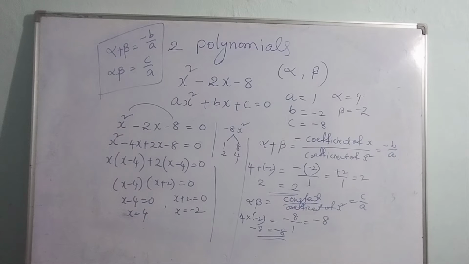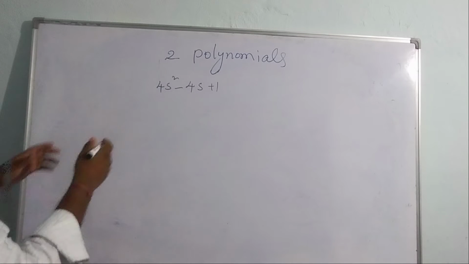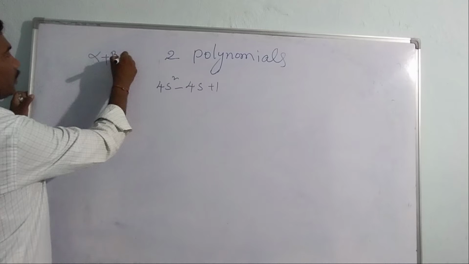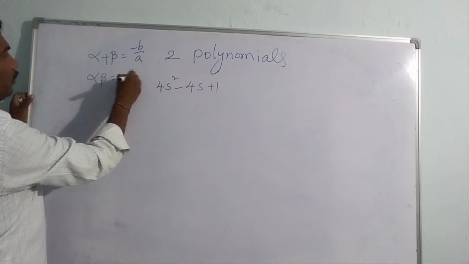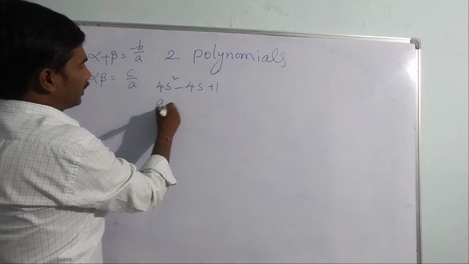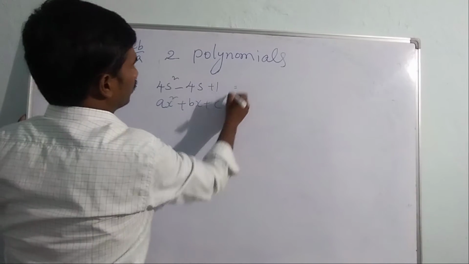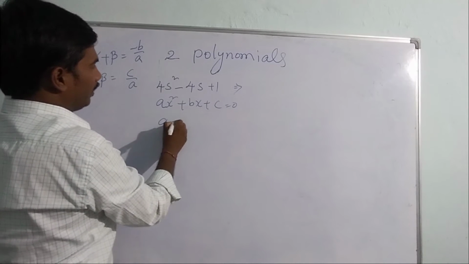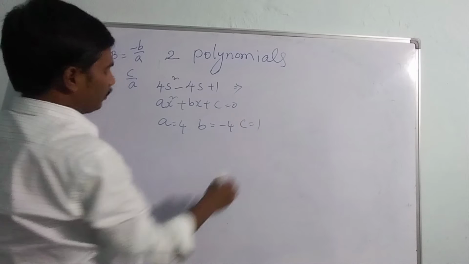Yes, one more example in this topic. Now we verified that alpha plus beta is equal to minus b by a, and alpha into beta is equal to c by a. Compare this equation with ax square plus bx plus c is equal to 0. So a value 4, b value minus 4, c value 1.